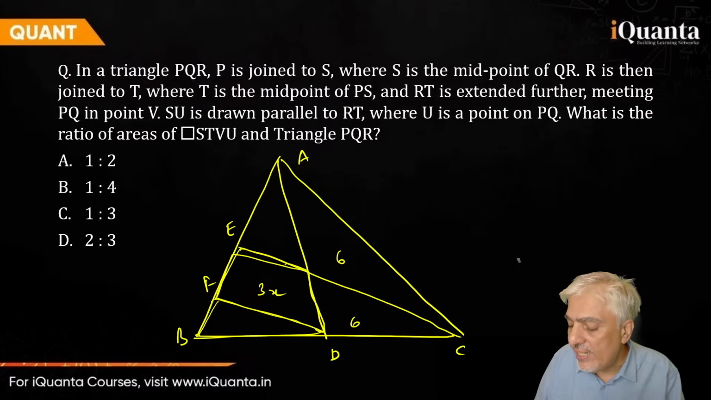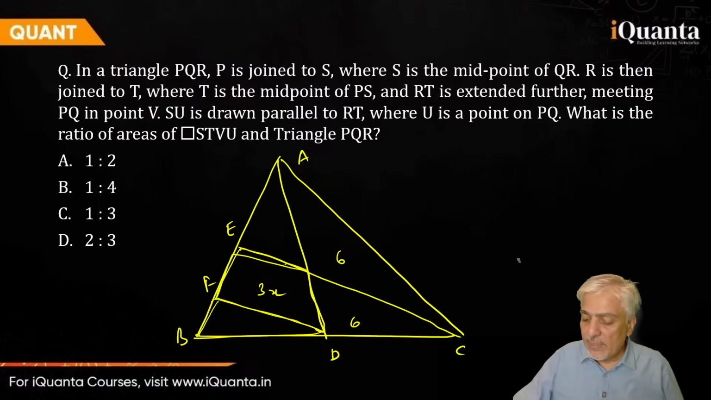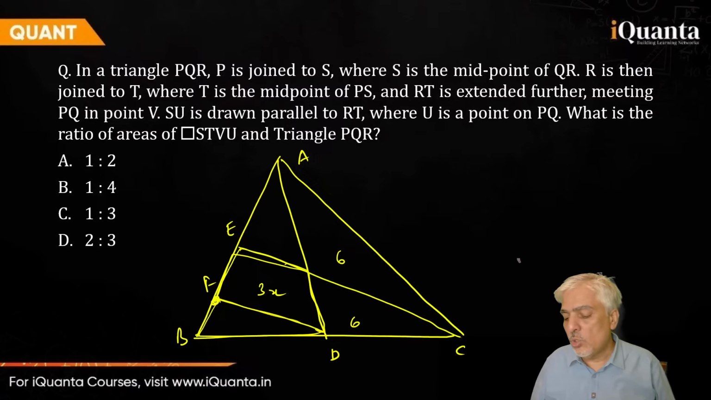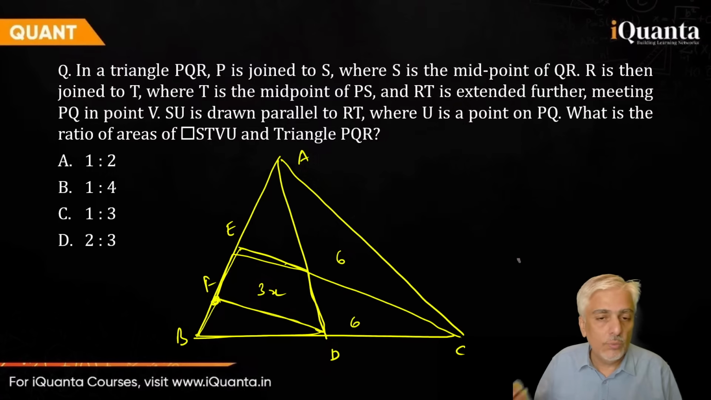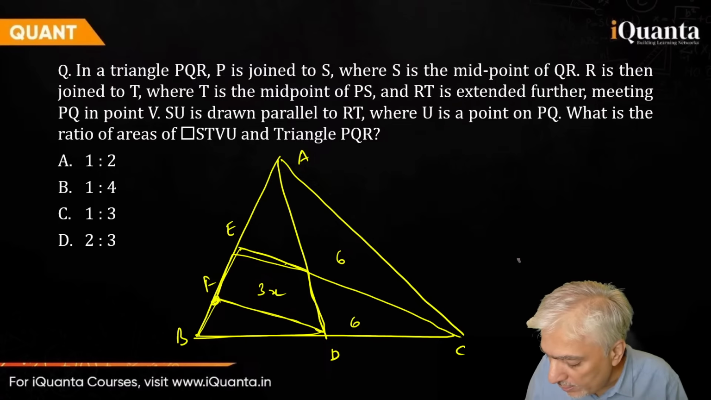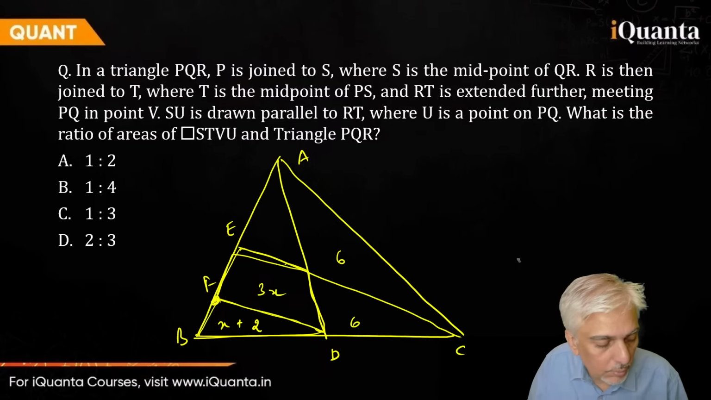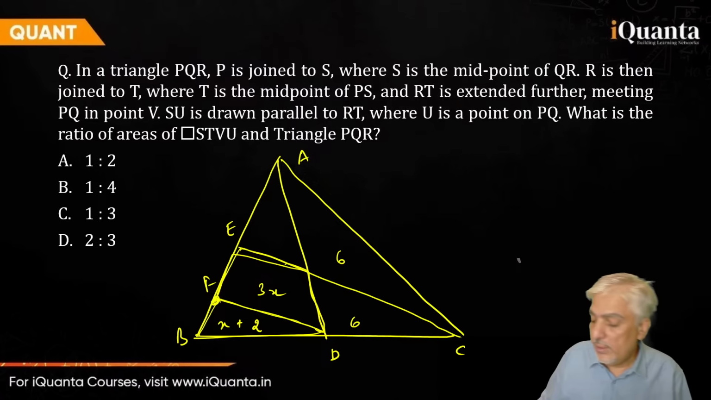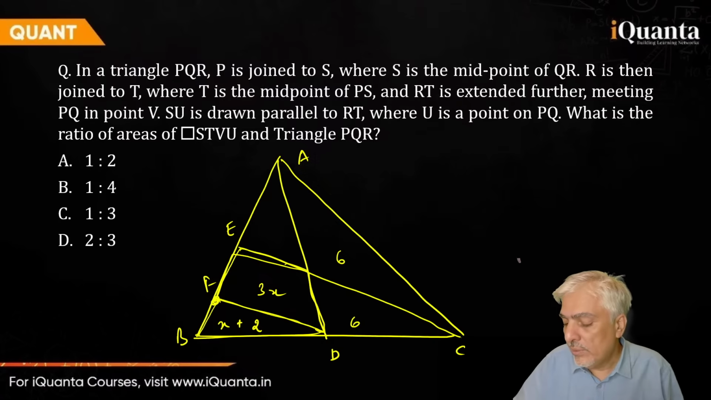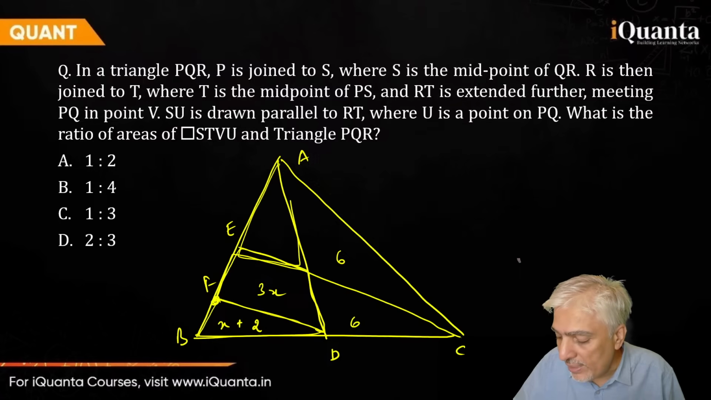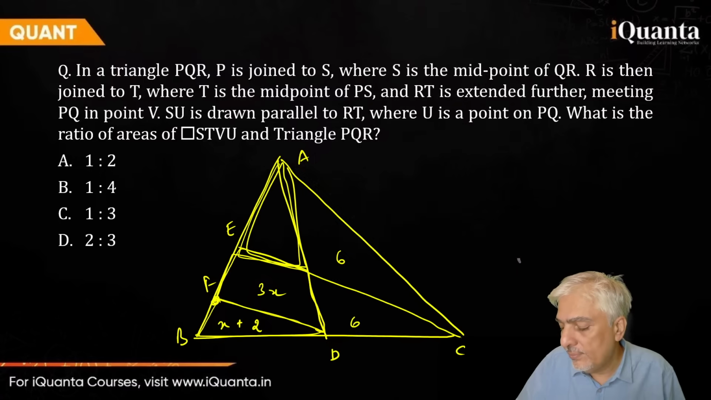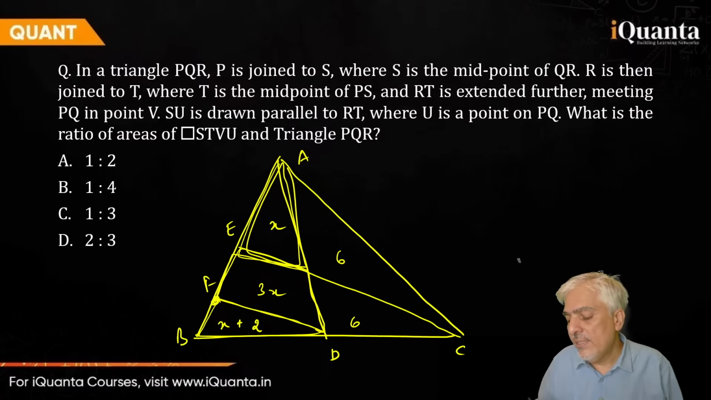B, F, D. This is the midpoint over here. So if the sides are in the ratio 1:2, areas are in the ratio 1:4. So this will be 1/3 of this. So it will be x plus 2. And same logic, say this will be x. And you can now finish it off.